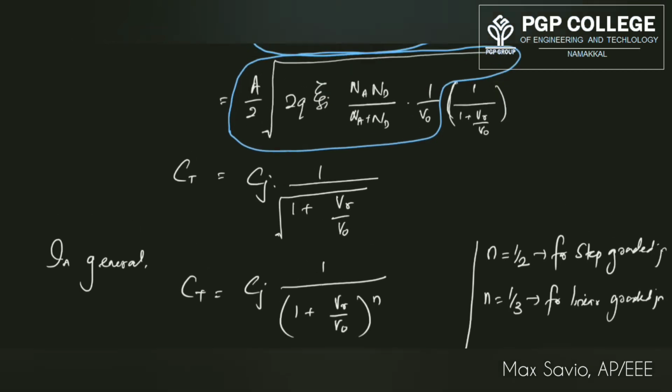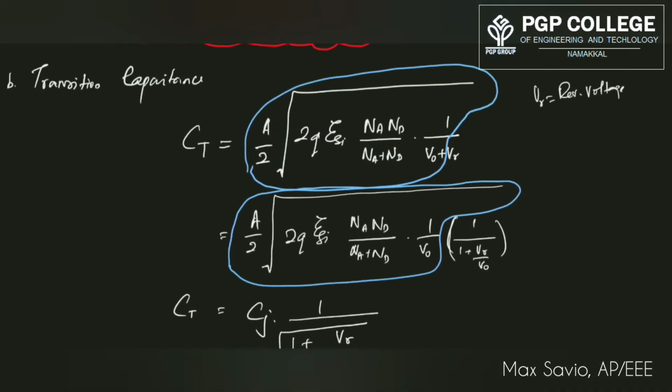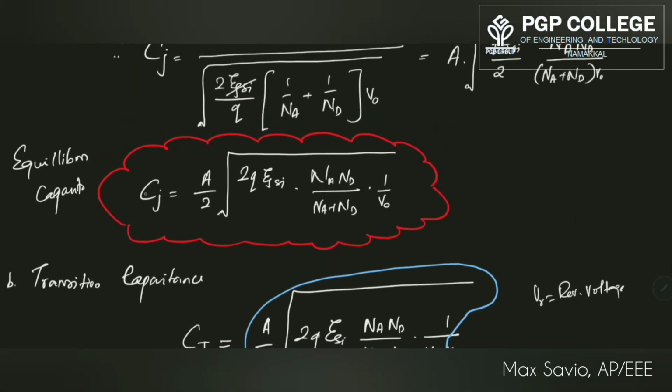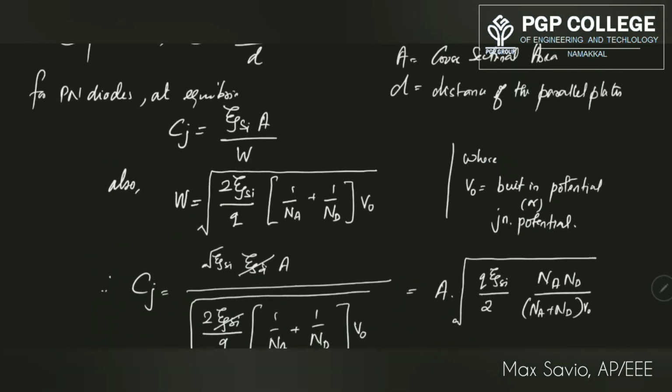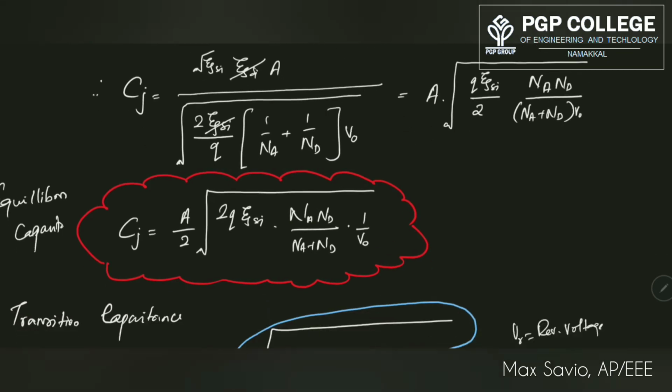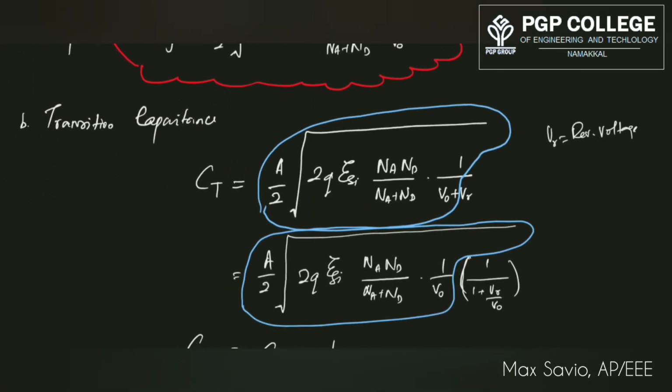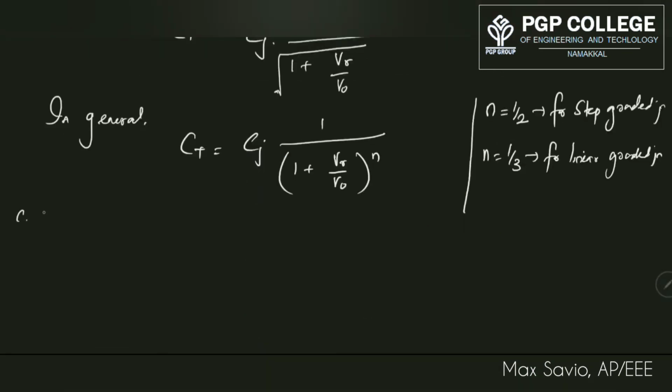Especially, you should know the value of Cj and the W expression, which is more important in finding the transition capacitance or the diffusion capacitance. The third and last one is the diffusion capacitance, which we will denote as CD.